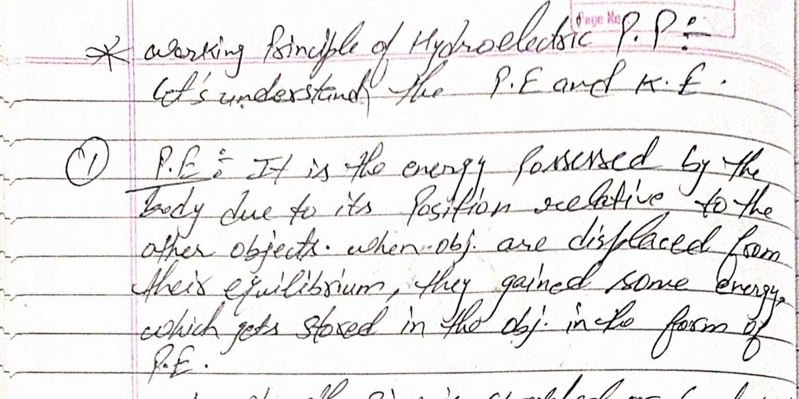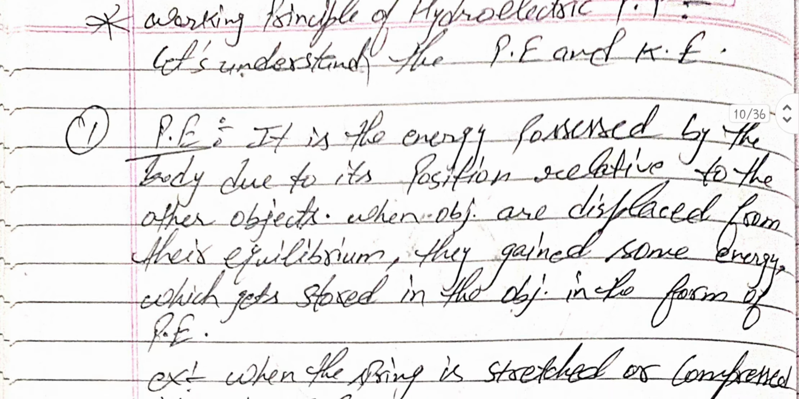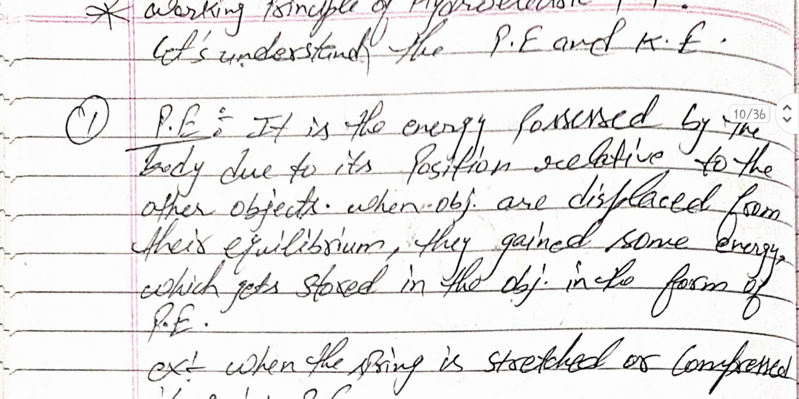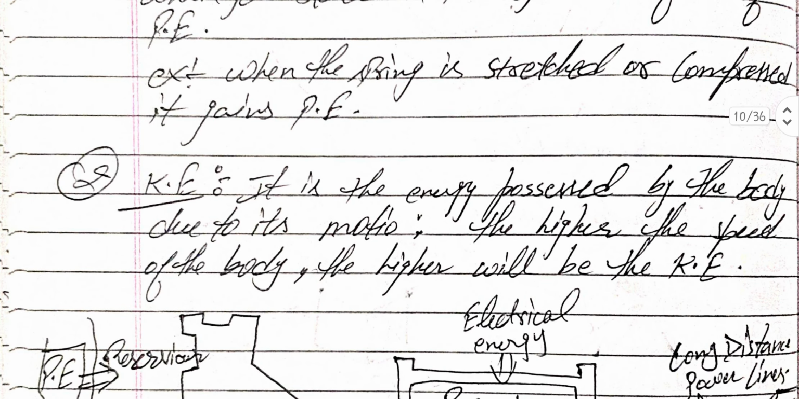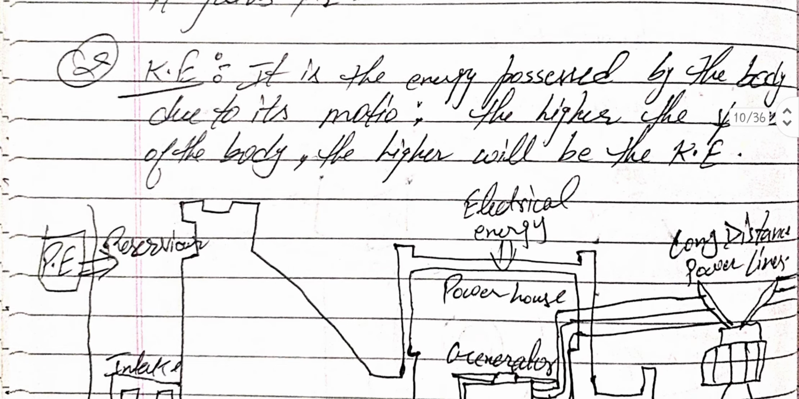Let's understand potential energy and kinetic energy before understanding the working principle of hydroelectric power plant. Potential energy is the energy possessed by a body due to its position relative to other objects. When objects are displaced from their equilibrium, they gain some energy which gets stored in the object in the form of potential energy. Example: when a spring is stretched or compressed, it gains potential energy. Next is kinetic energy. It is the energy possessed by a body due to its motion. The higher the speed of the body, the higher the kinetic energy.